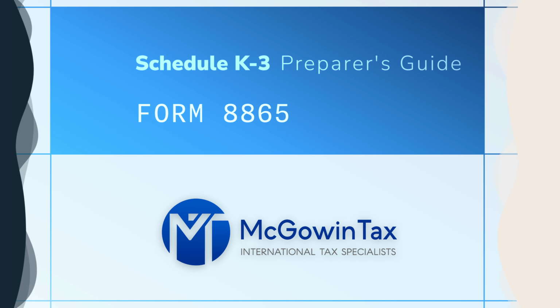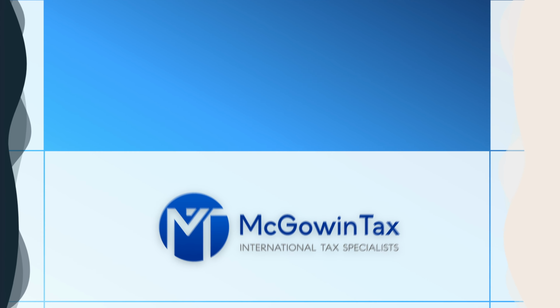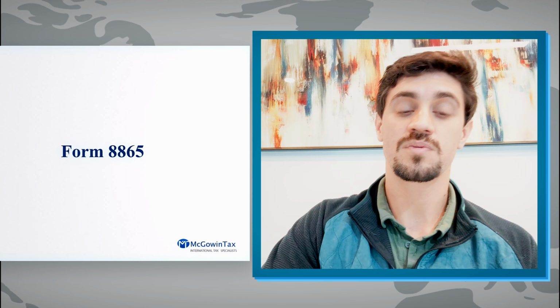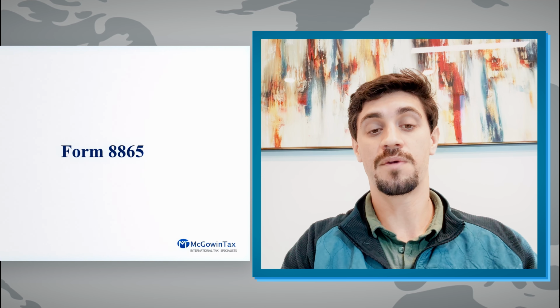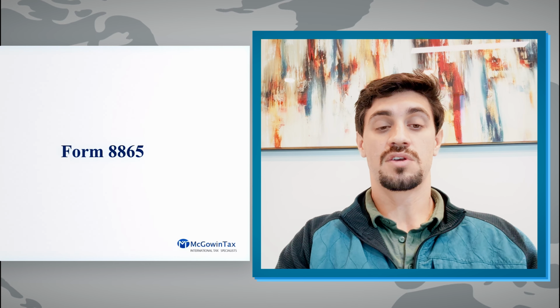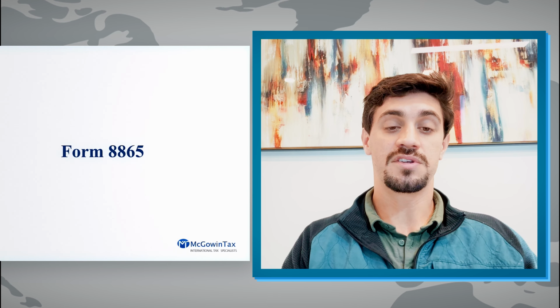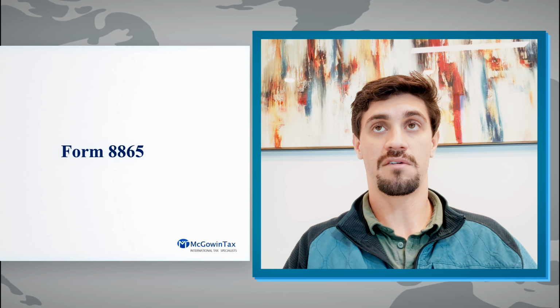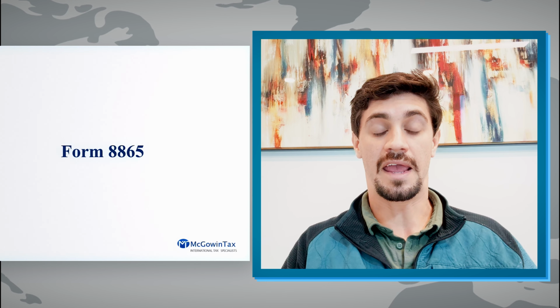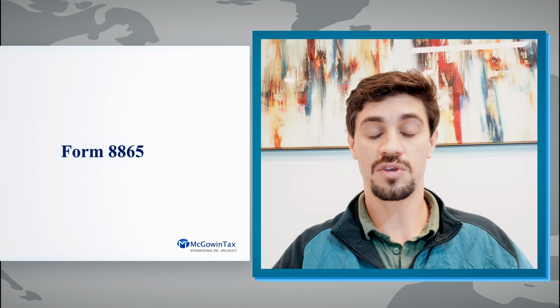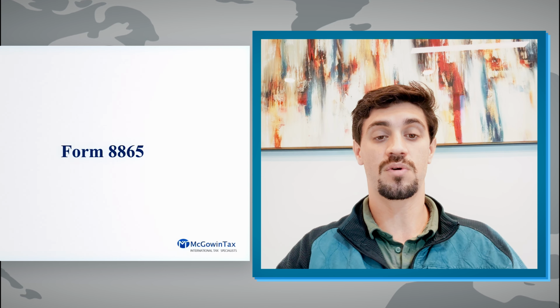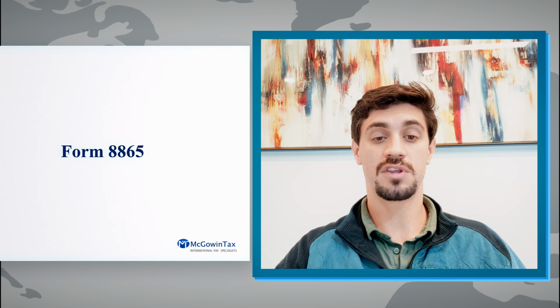All right, so the next form we're going to look at is the Form 8865. This form is required where you have a U.S. owner of a foreign partnership. The way I like to look at this form is there are two different types of filers. You can have an annual filer, a U.S. taxpayer that has control over the foreign partnership. They're going to have to file this annually to report their share of the foreign partnership.